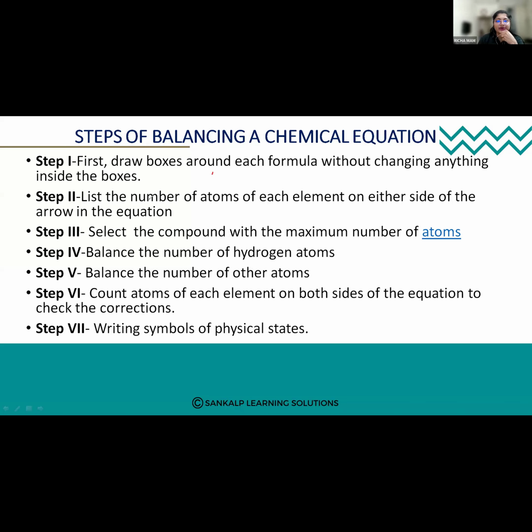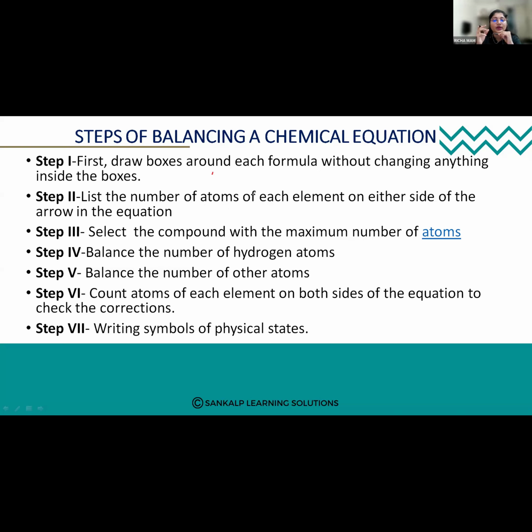Second step: we are going to list the number of atoms of each element on either side of the arrow. So you have to see how many atoms are present on each side. Then the third step: from the complete chemical equation, we have to select the compound with the maximum number of atoms.